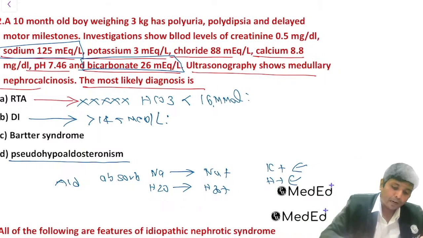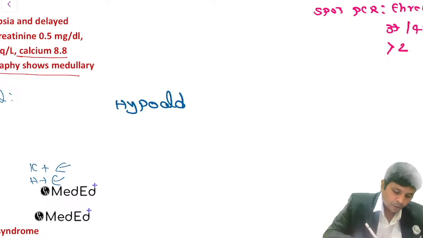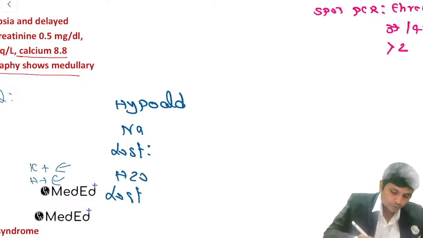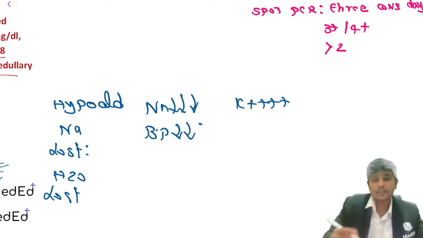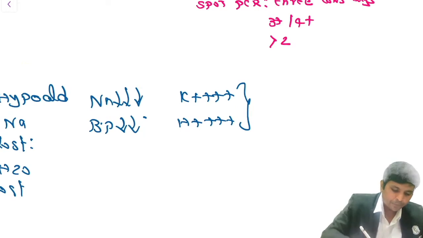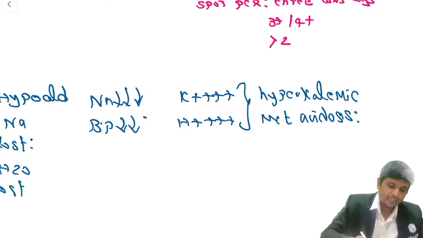But what happens in hypoaldosteronism? Your sodium will be lost in urine, water will be lost in urine. So you will have low sodium and low BP. Point number 1. Second point, potassium will be retained, because the role of aldosterone is to excrete potassium. Hydrogen will be retained. As a result, you will get hyperkalemic metabolic acidosis in case of hypoaldosteronism.